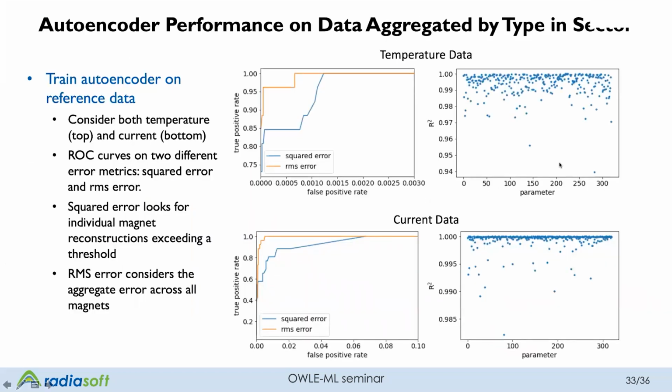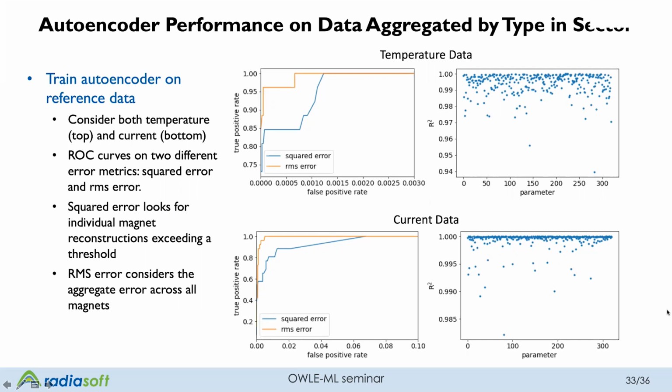So we can look at the RMS error, the single aggregate parameter, or we can look at the squared error of an individual sector or an individual parameter and say, does the squared error fall outside of the threshold or not? And then flag it as anomalous based on either a single event or based on an aggregate event from all the data. On the right is the fit performance of the neural net. So they're all reconstructing the data very well. One is for temperature data and one is for the current data on the bottom.